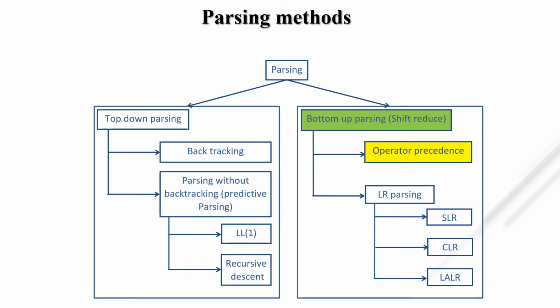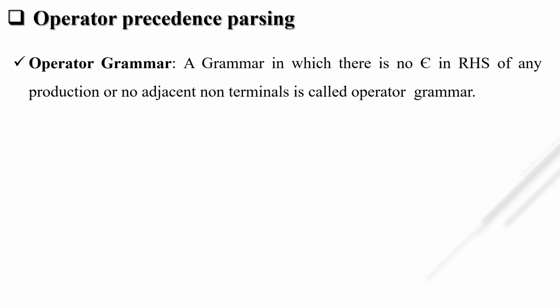So the next method is operator precedence parsing. We already saw the shift reduce parser in the previous slide. So we now proceed with operator precedence parsing. So what is operator precedence parsing? We have to first evaluate whether the grammar is an operator grammar or not. An operator grammar is a grammar in which there is no null on the right hand side of any production or no adjacent non-terminal.